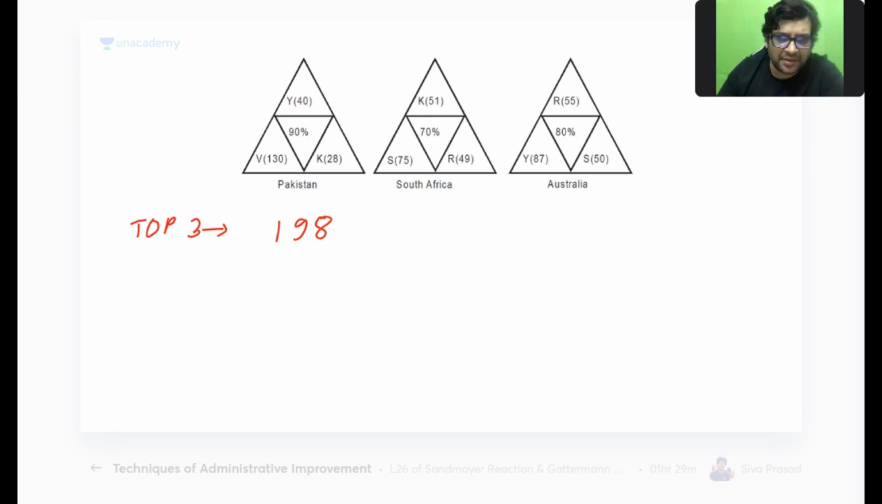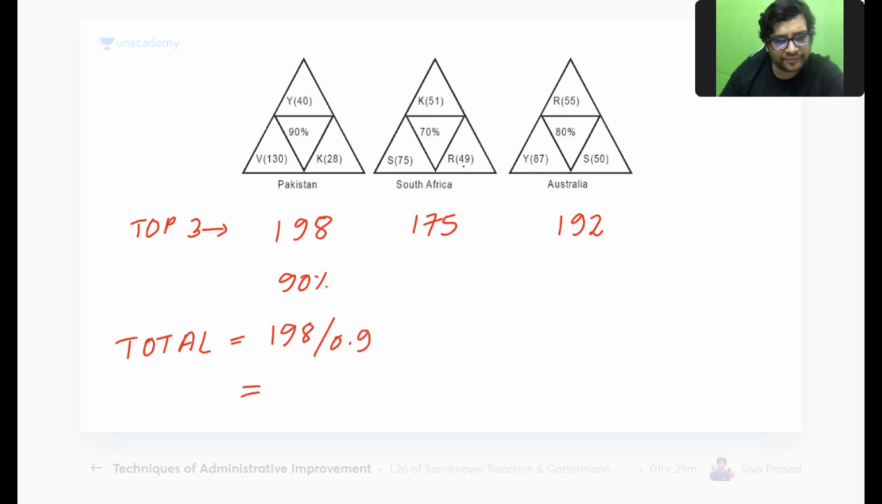Then 51 and 49 is 100. So against South Africa, the top 3 have scored 175. And against Australia, 50 and 55 is 105, and 87, this is 192. And I know this 198 is 90%. So my total is going to be 198 by 0.9, which is 220.